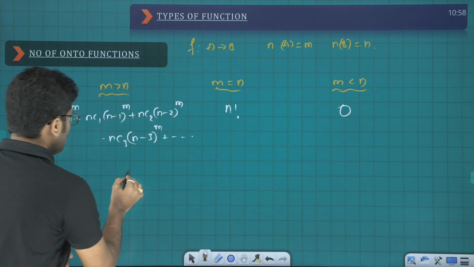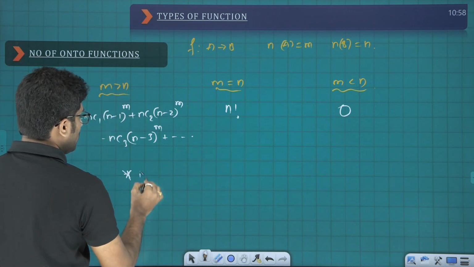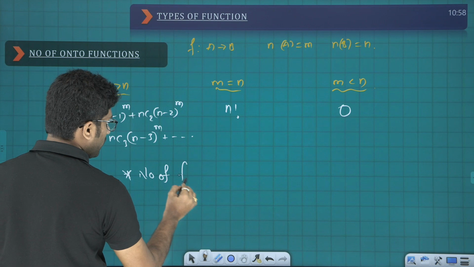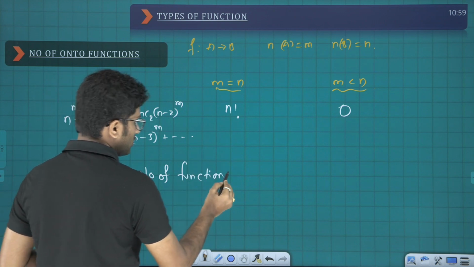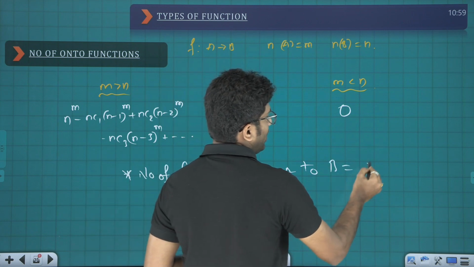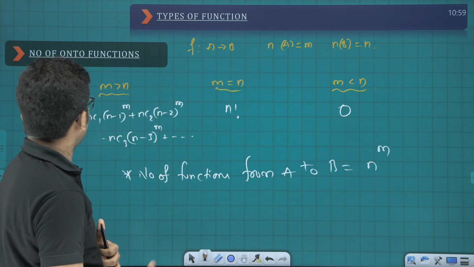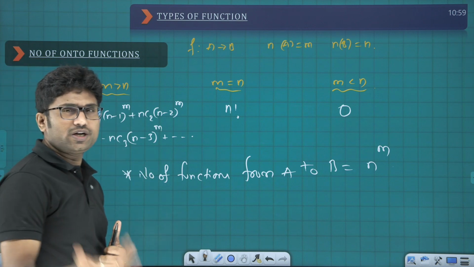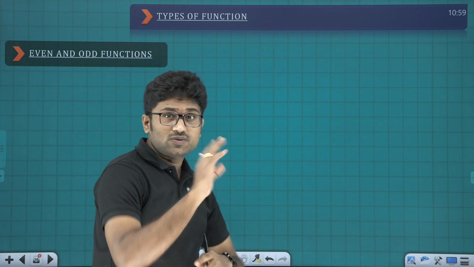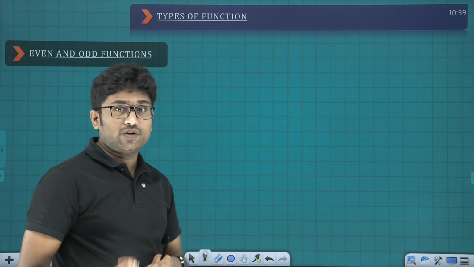And one more thing, friends, if n of A is m and n of B is n, the number of functions from A to B is n raised to m. Number of 1, 1 we have seen, onto we have seen. Next, if a function is not into, then it is onto only. So with that, we are done with 1, 1, into and onto functions. Next, many to 1 into functions also.